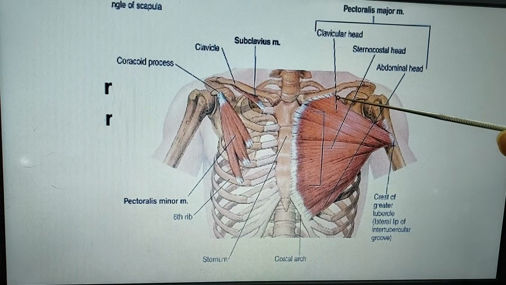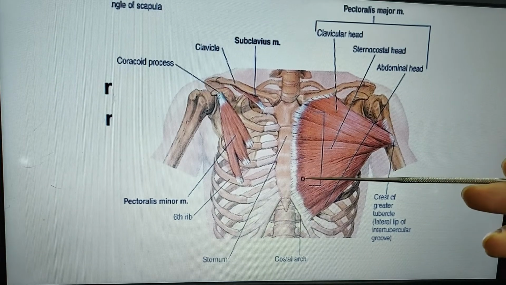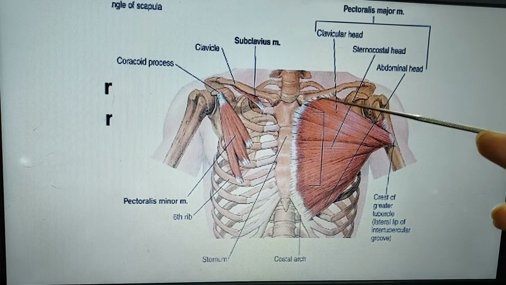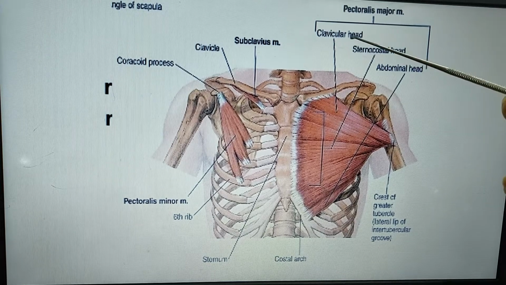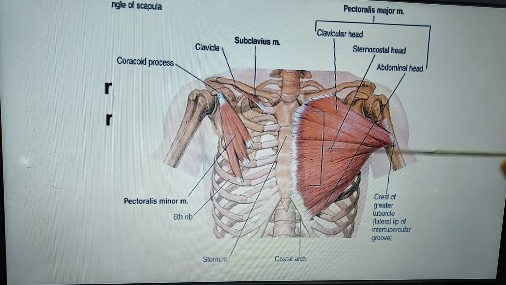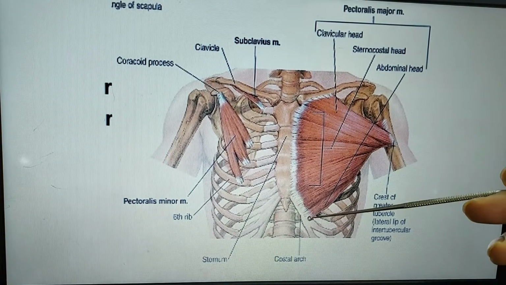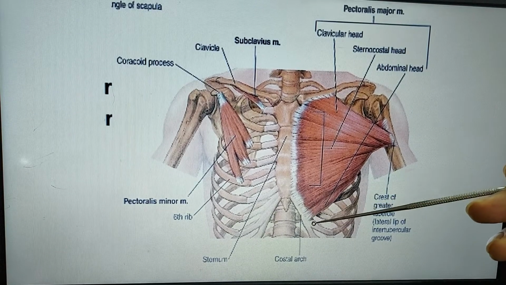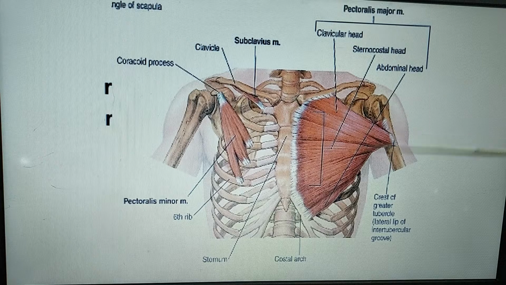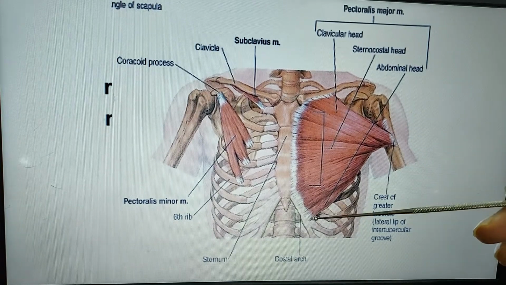The pectoralis major muscle originates from the clavicle and the sternum. The part that originates from the clavicle is known as the clavicular head, and the part that originates from the sternum is known as the sternocostal head, and some part originates from the abdomen, which is known as the abdominal head. So pectoralis major has different heads.